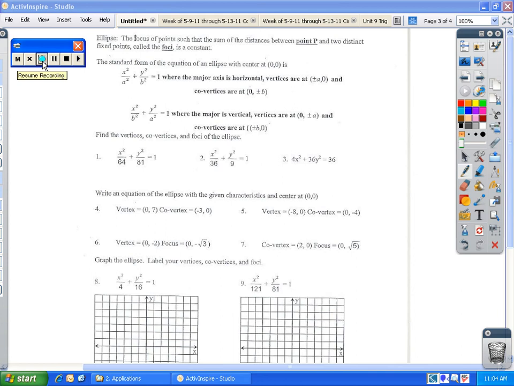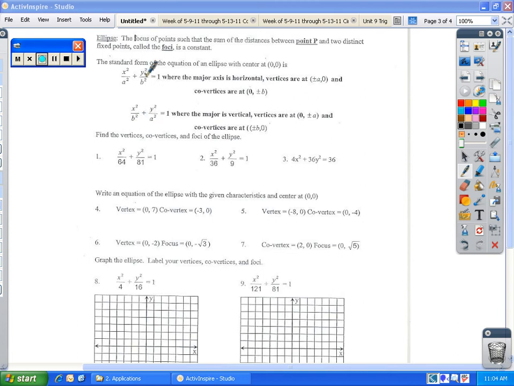Alright, so this video is on ellipses. We are going to go ahead and review ellipses. So with ellipses we have, again, two standard forms of our equation: x squared over a squared plus y squared over b squared equals 1, or we switch a and b and we have y squared over b squared plus x squared over a squared.